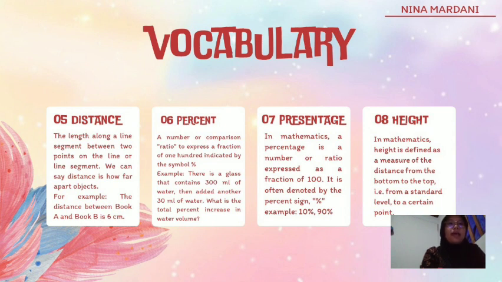Percentage. In mathematics, a percentage is a number or ratio expressed as a fraction of 100. It is often denoted by the percent sign. Example, 10%, 90%. Height. In mathematics, height is defined as a measure of the distance from the bottom to the top, from a standard level to a certain point.